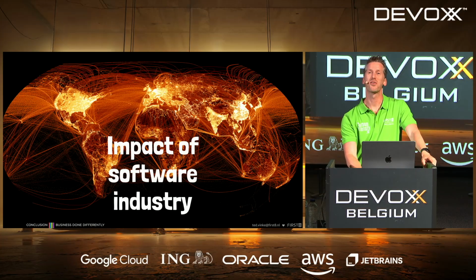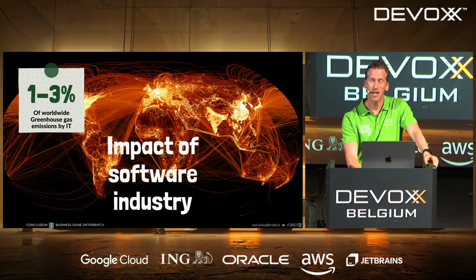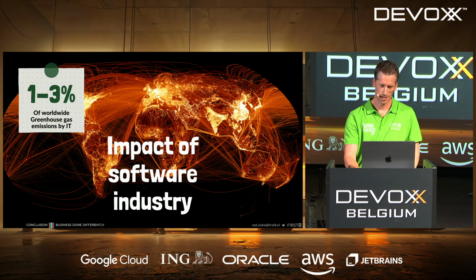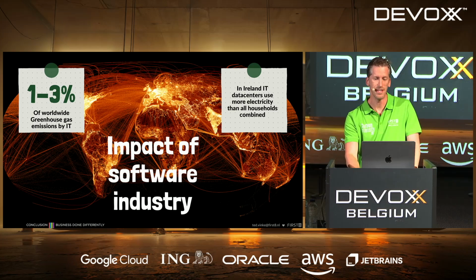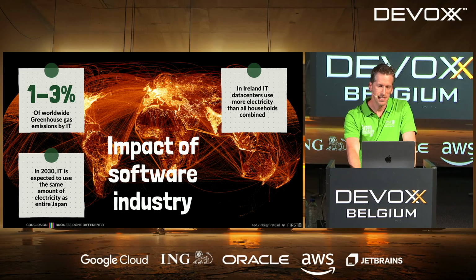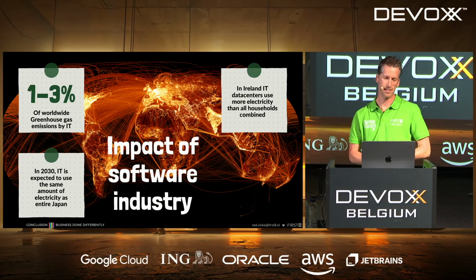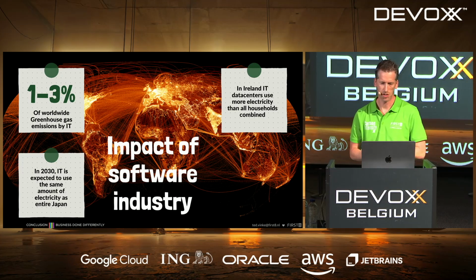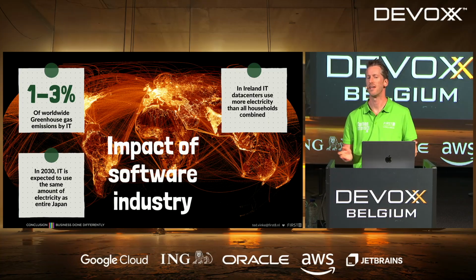So the impact of the software industry is significant. So let me tell you some facts. 4 facts. Today, 1 to 3% of the world's greenhouse gases are emitted by us, IT. In Ireland, IT data centers use more electricity than all of its households combined. And it's estimated that electricity demand from data centers worldwide is set to more than double by 2030 to slightly more than the entire electricity consumption of Japan today.